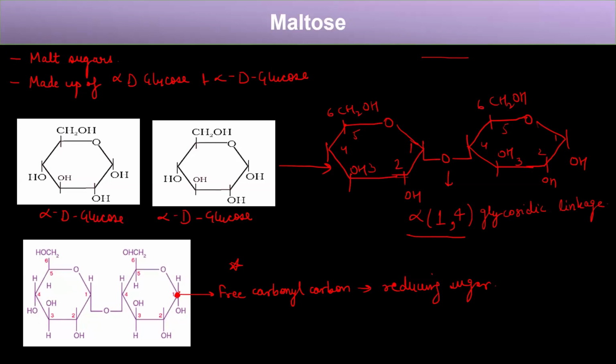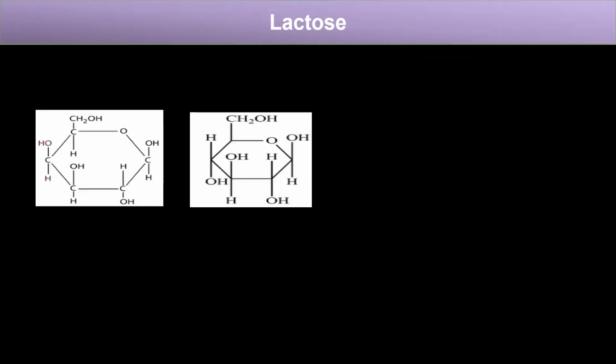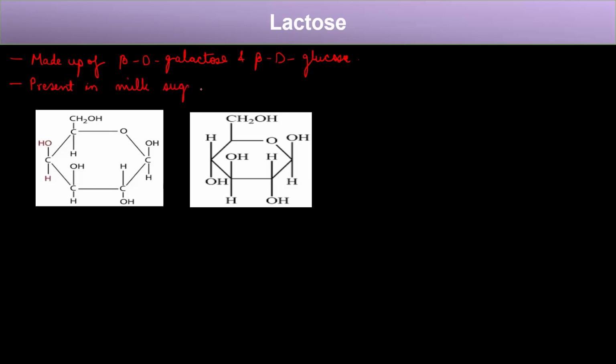So this is maltose, and it is also an example of alpha 1,4 glycosidic linkage, right? Now, the next structure that we'll study is lactose. So what is lactose? Lactose is made up of beta-D-galactose and beta-D-glucose. Okay. And where is lactose present? Lactose is present in milk sugar. It is present in milk sugars.